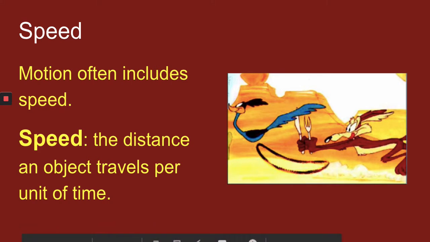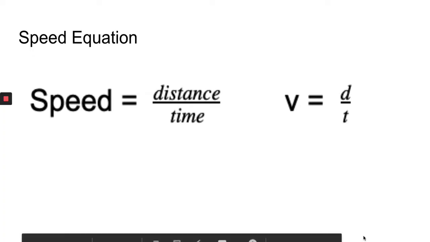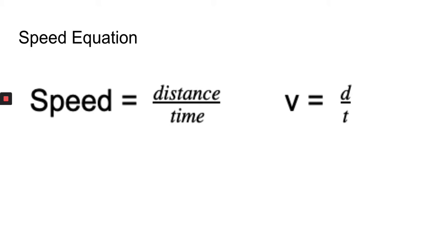Well, speed. Motion often includes speed, right? And speed is the distance an object travels per unit of time. The equation for speed is distance divided by time, where v represents the speed or velocity, and d equals distance, and then t is time.